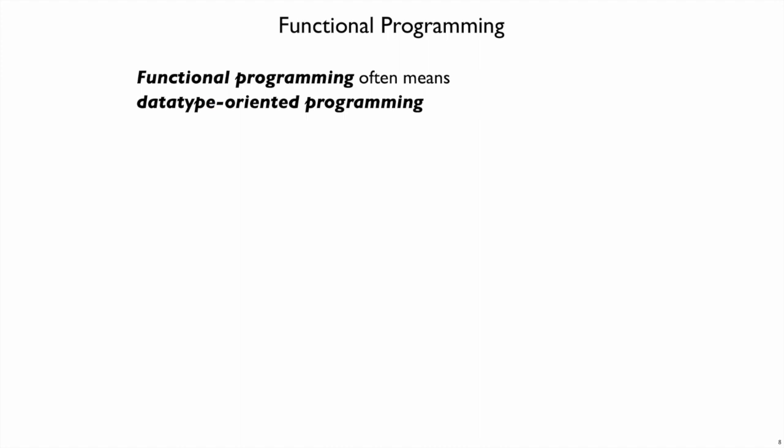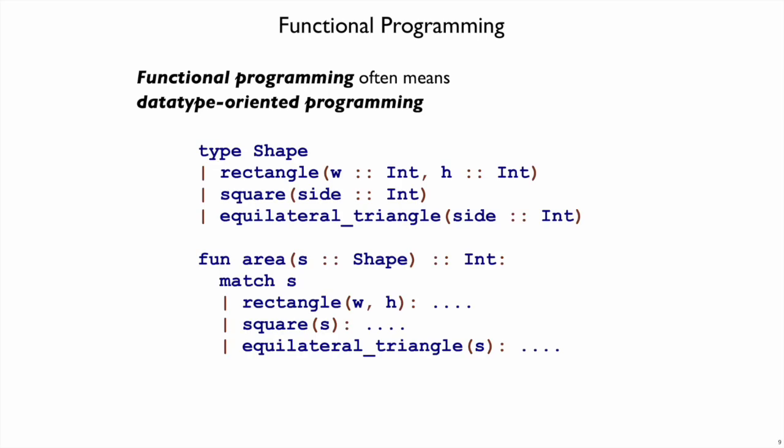But there's one more sense of functional programming, and often this use of the word functional programming might be better described as data type-oriented programming. That is, when we want to represent a shape, we write a type form with these three variants here: rectangle, square, equilateral triangle. And then we write different functions that each match over those different possible shapes. So every function that we write matches the shape of our shape definition, or in general our types. And that is data type-oriented programming, which is typical of functional programming.